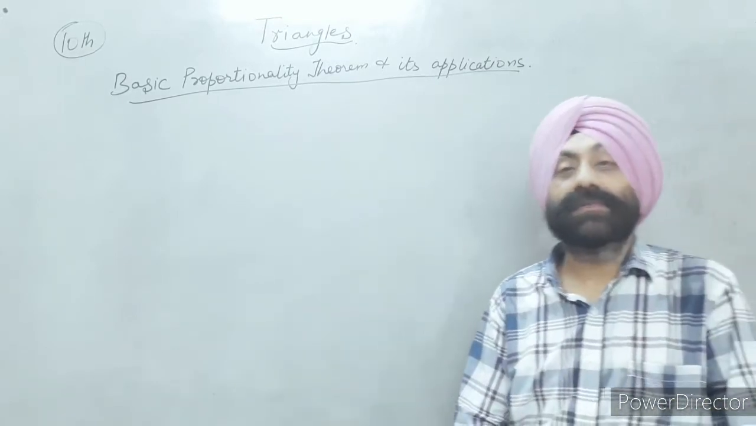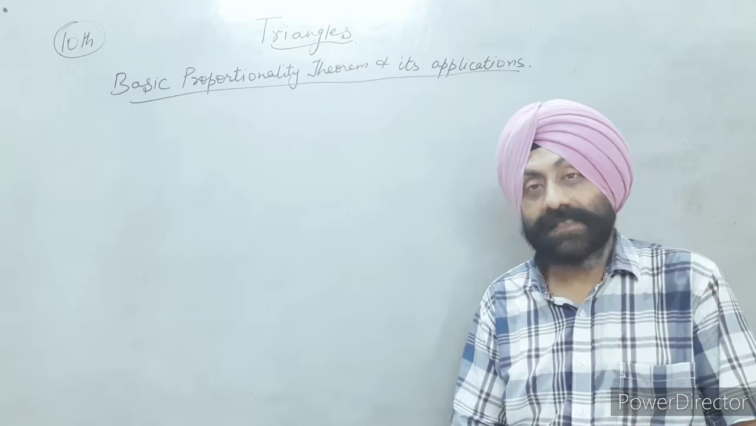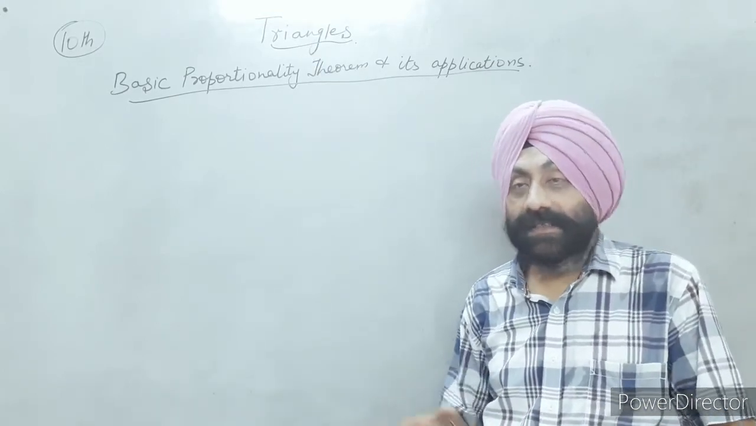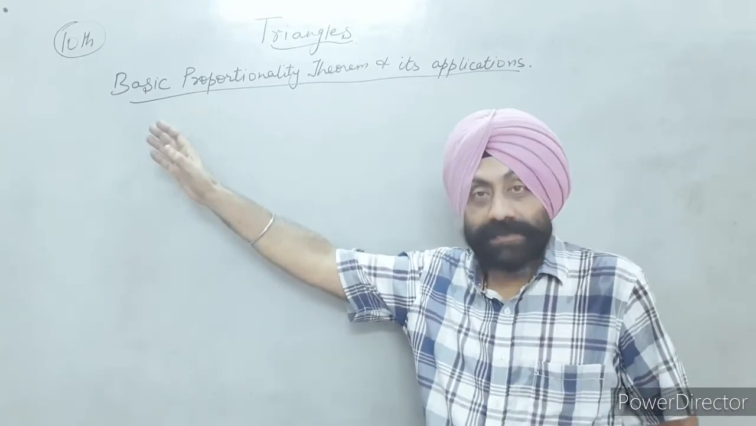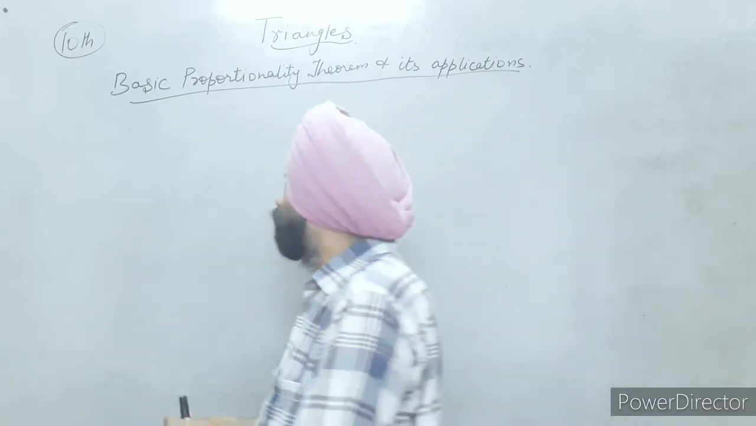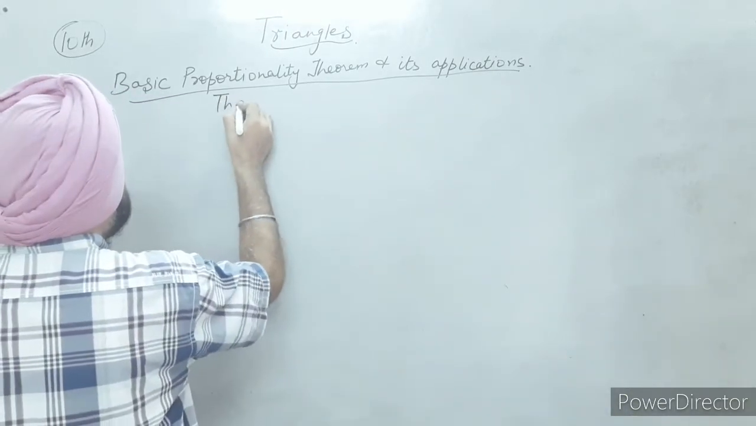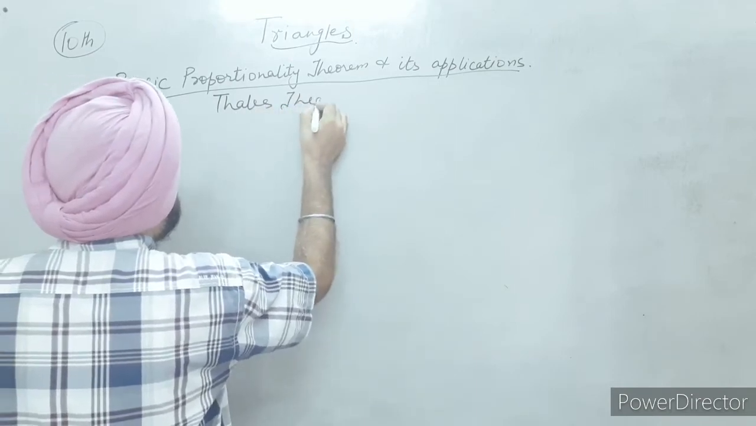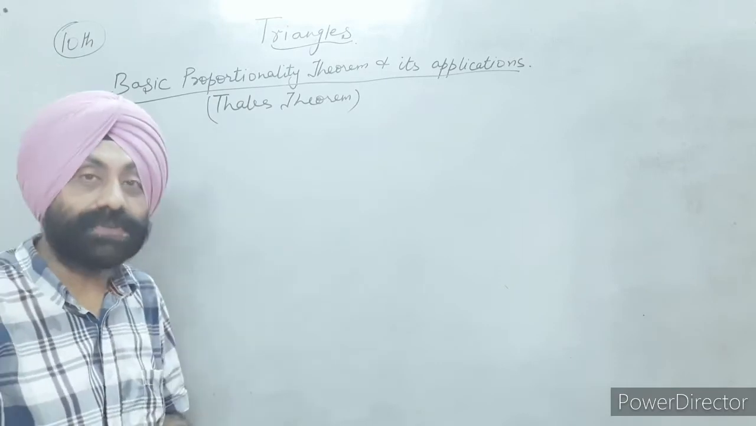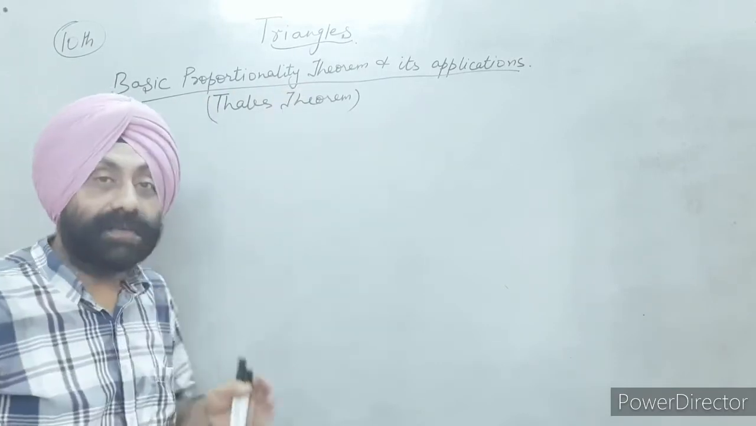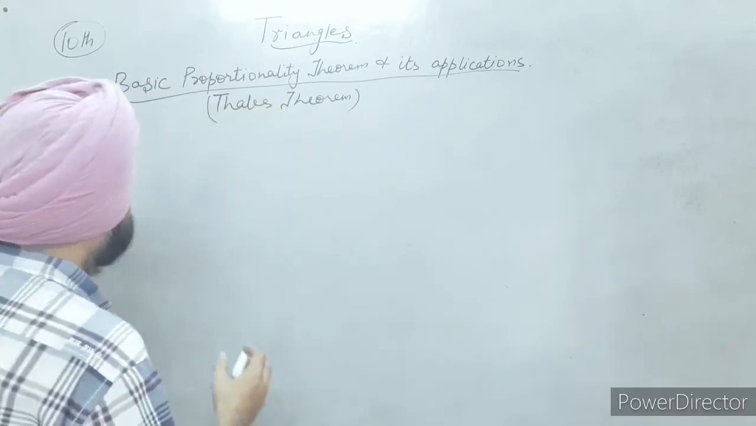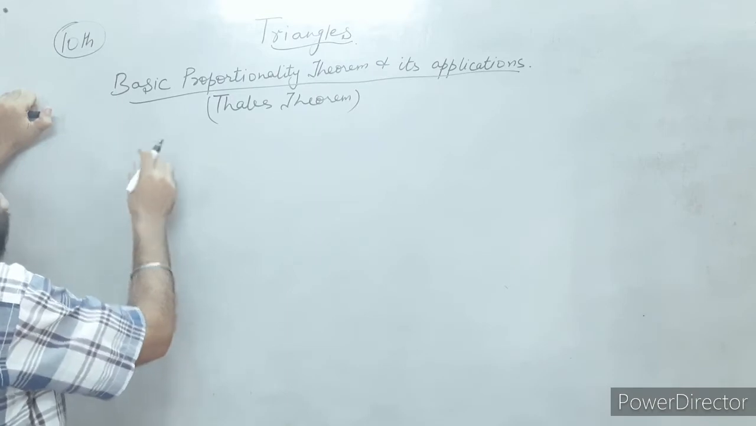Today I am going to start a new chapter from class 10, the chapter of triangles. It's a very important chapter, right? From that chapter I am going to start with the basic proportionality theorem, or the second name of it, Thales theorem. We call it Thales theorem also. Thales theorem and its applications. I will do a few questions which apply this theorem, right? Now let us start with the basic proportionality theorem, its statement and proof.